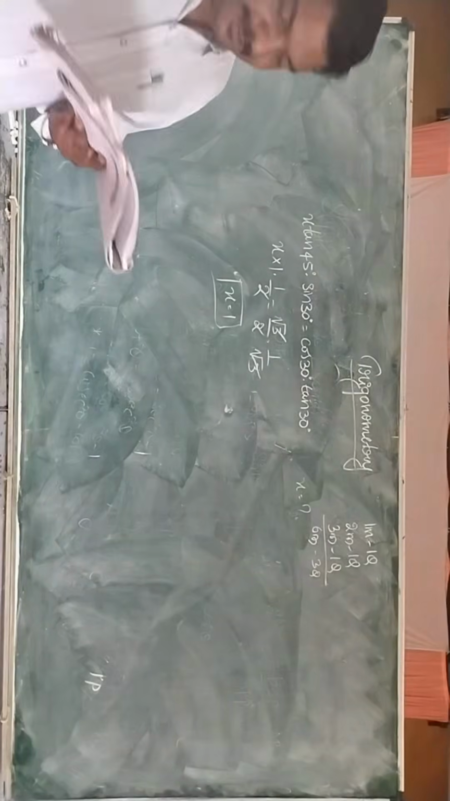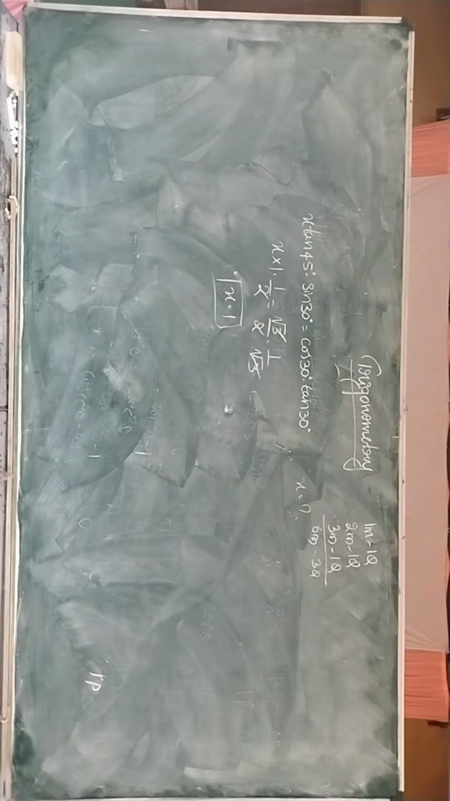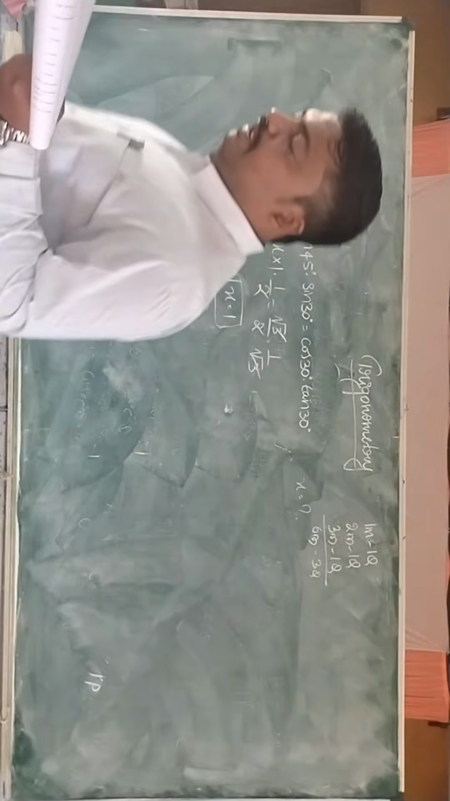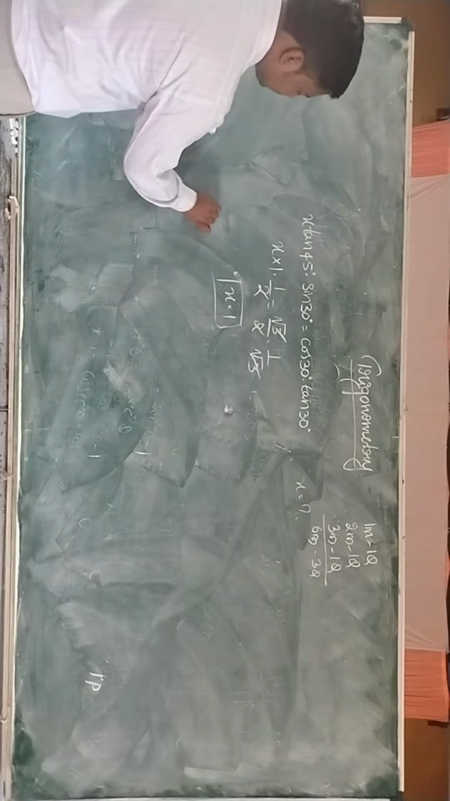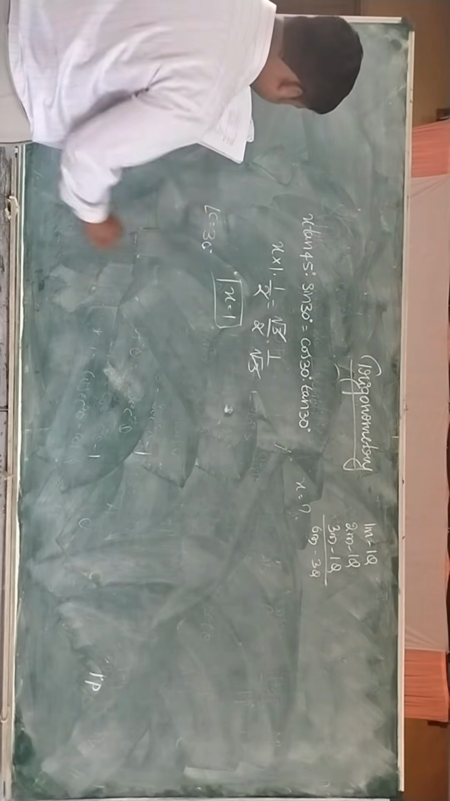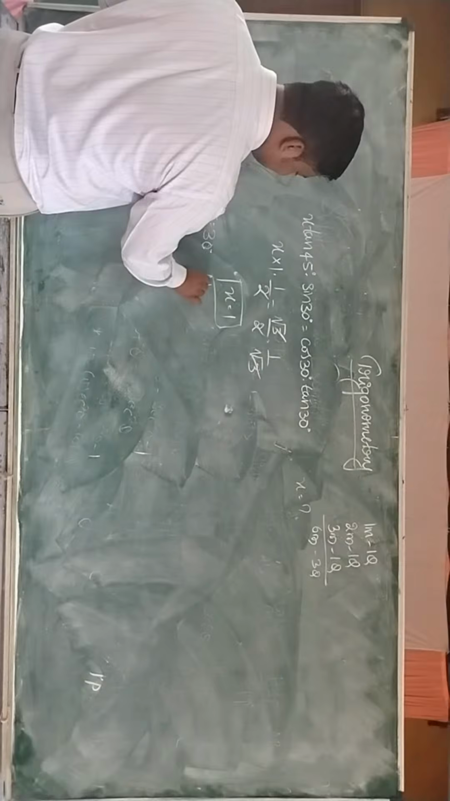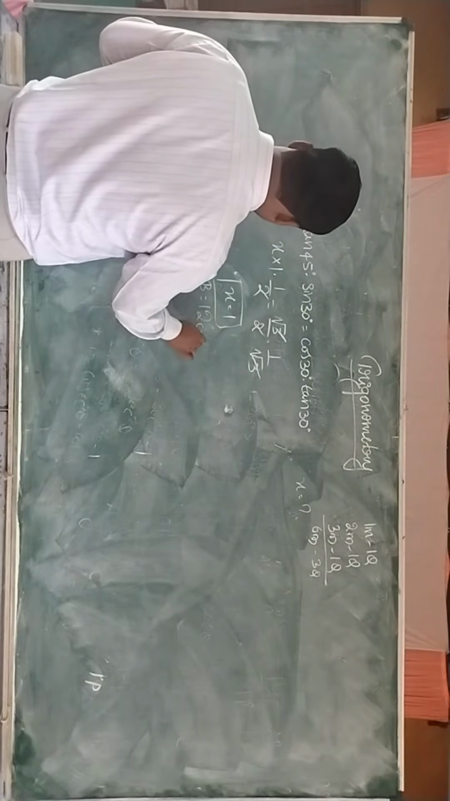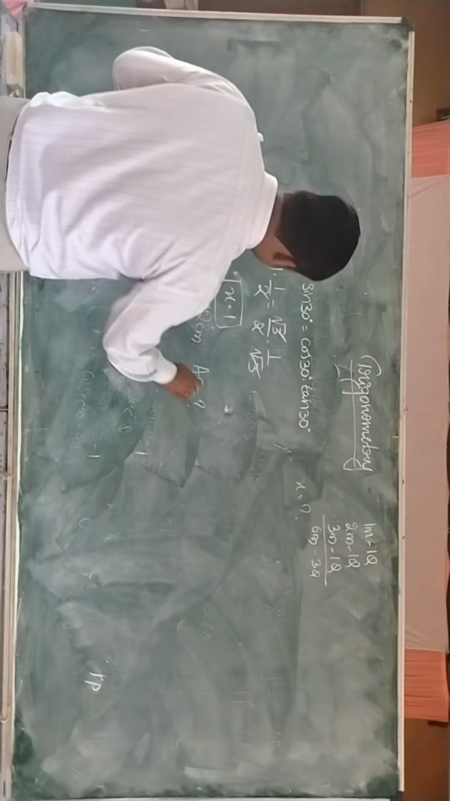In the figure, ABC is a right angled triangle. If angle C is equal to 30 degree and AB is equal to 12 centimeter, then find the measure of AC.